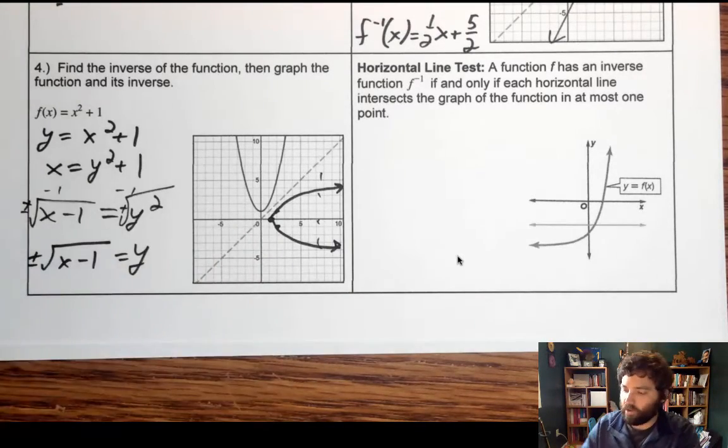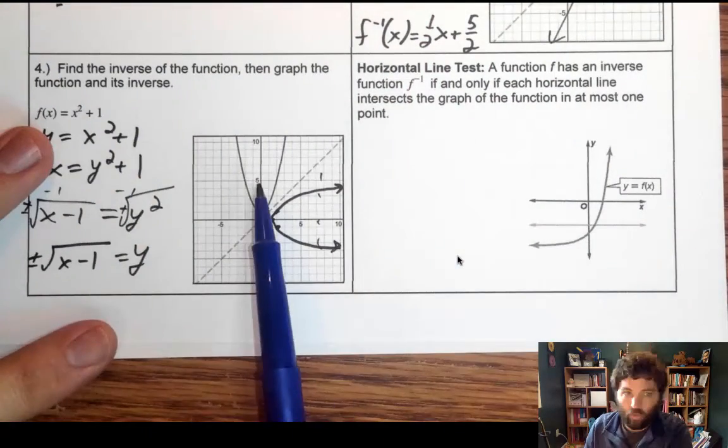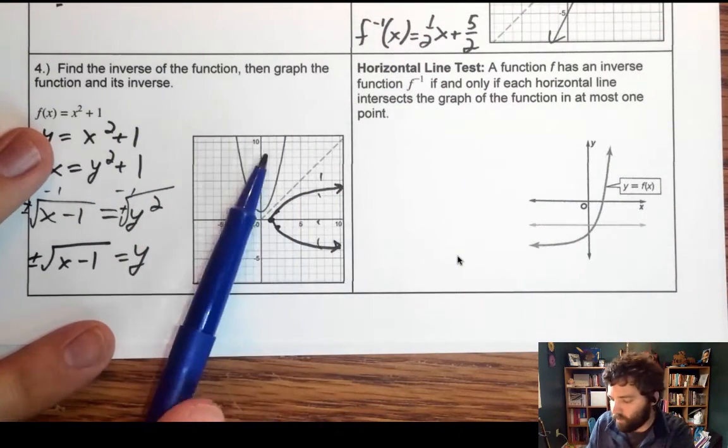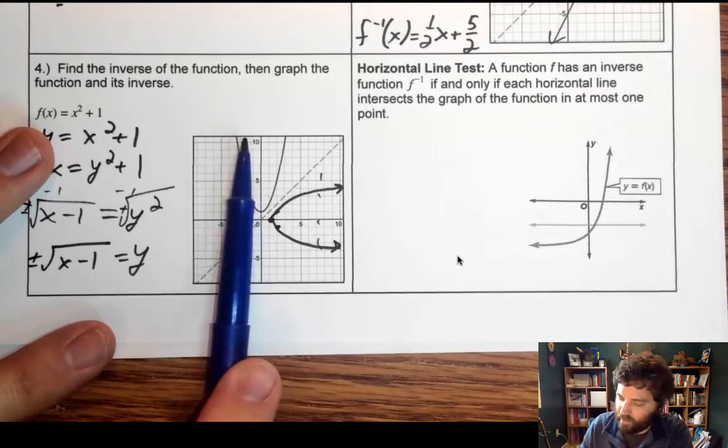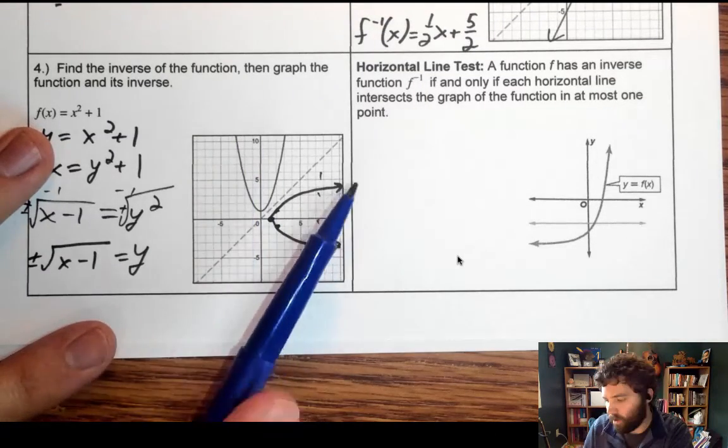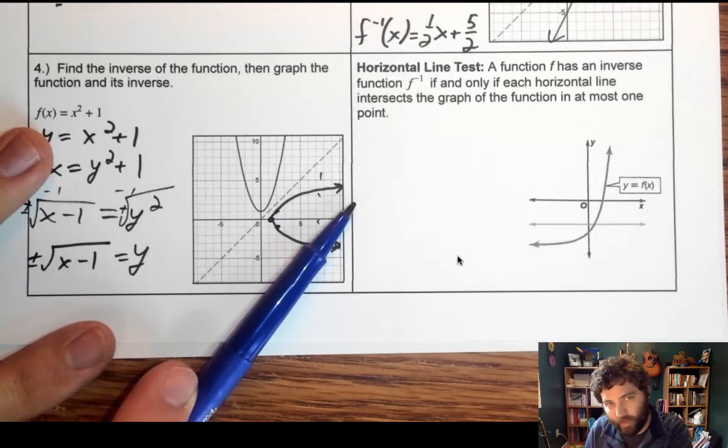And here's how. If we had looked at this graph and thought about what the reflection over the line y equals x would be, we could use spatial reasoning to figure out that, oh, that's going to be like a sideways parabola.